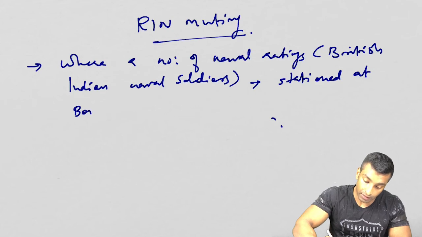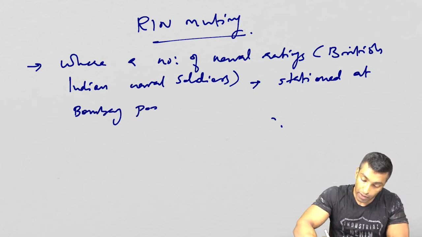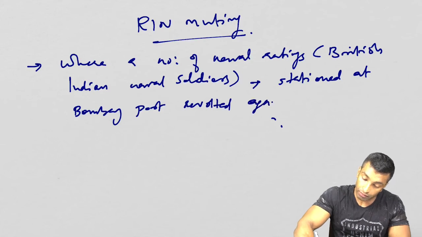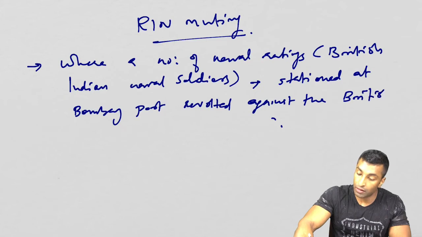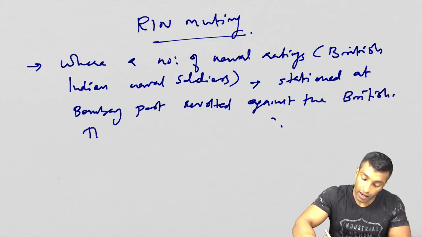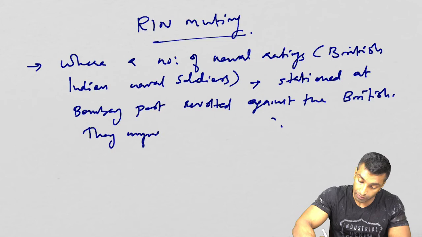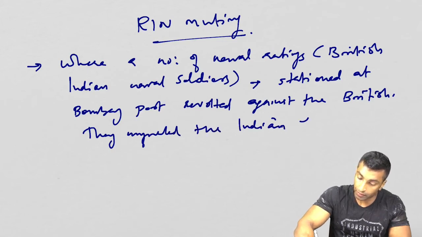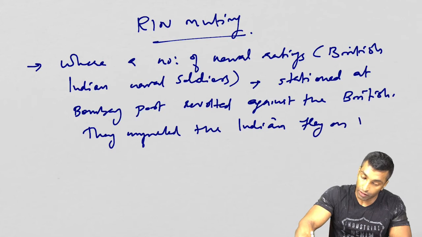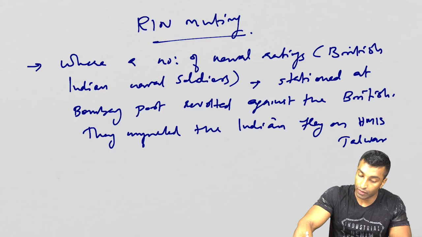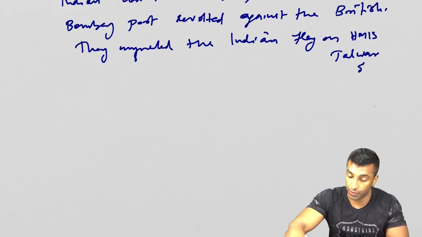stationed at Bombay port, revolted against the British. Okay, they unfurled the Indian flag on HMIS Talwar, okay, which is a ship. So they unfurled the Indian flag on HMIS Talwar.